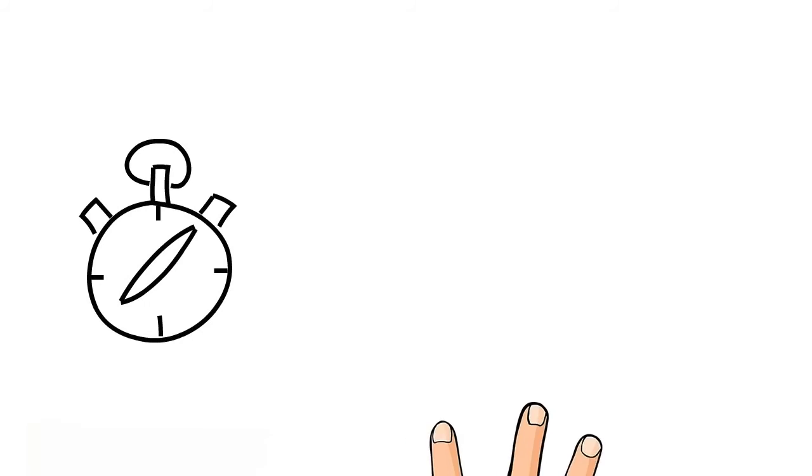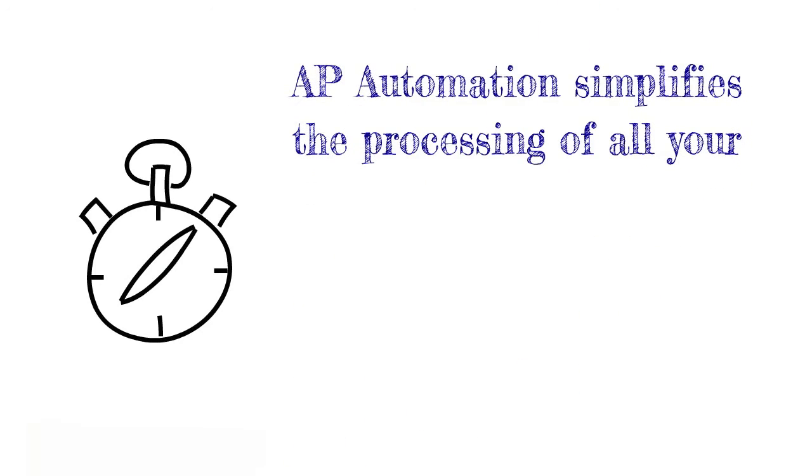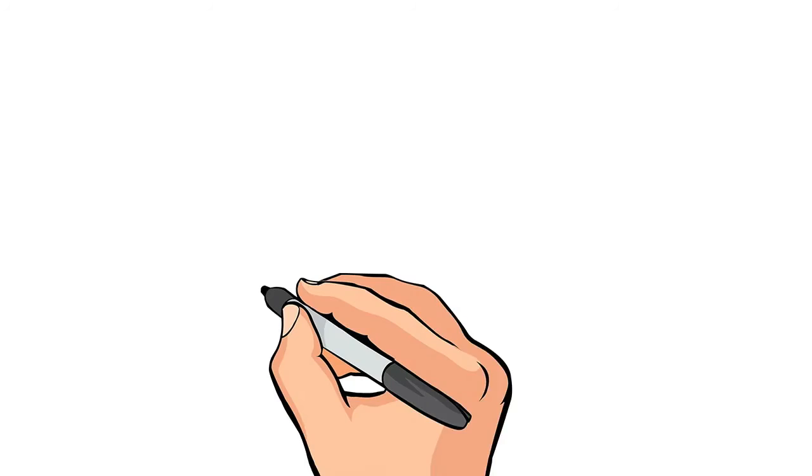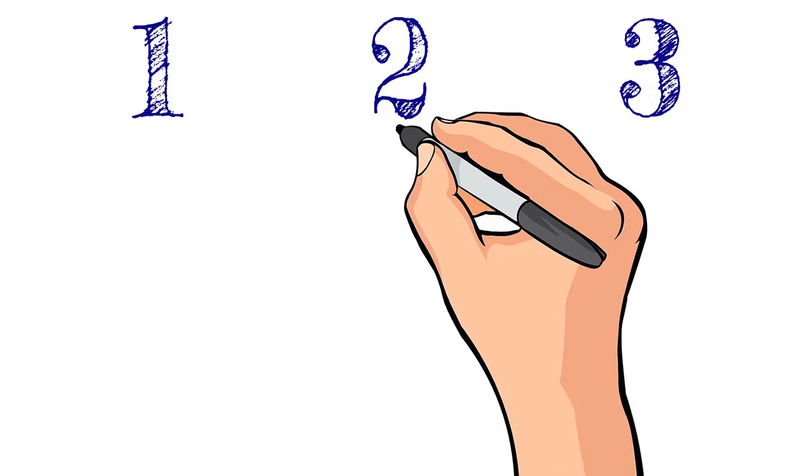In this 2-minute video, you'll find out how AP Automation simplifies the processing of all your supplier invoices in accounts payable. There are 3 components to the AP automation process.